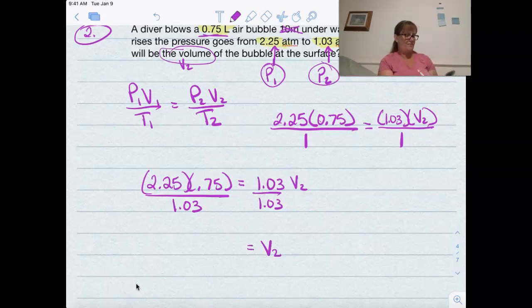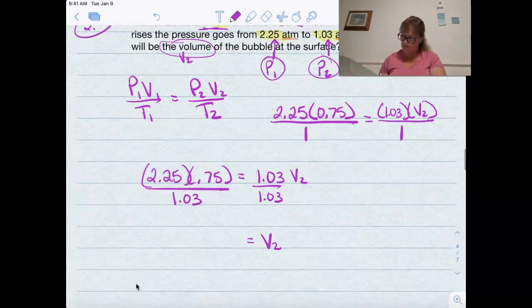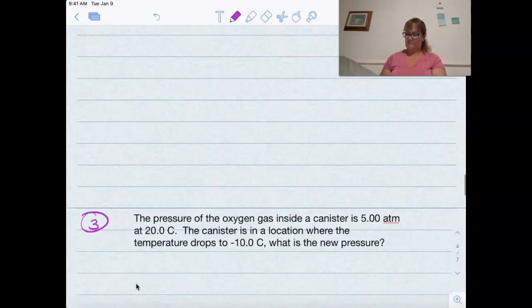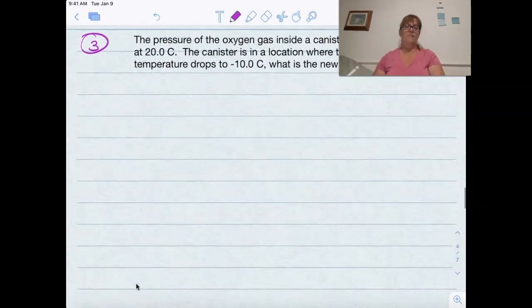Plug it into your calculator. 2.25 times 0.75 divided by 1.03. And you get that the new volume is 1.64 liters. Okay.